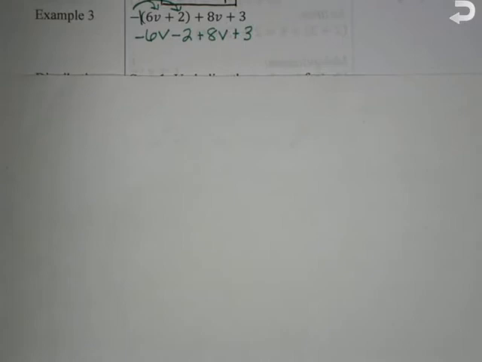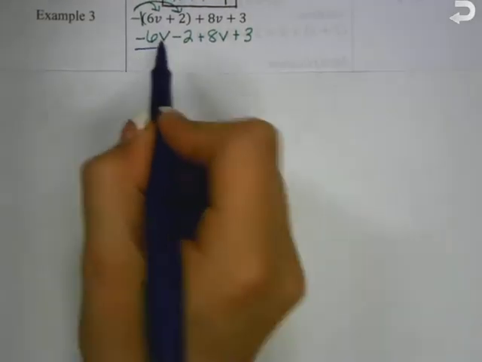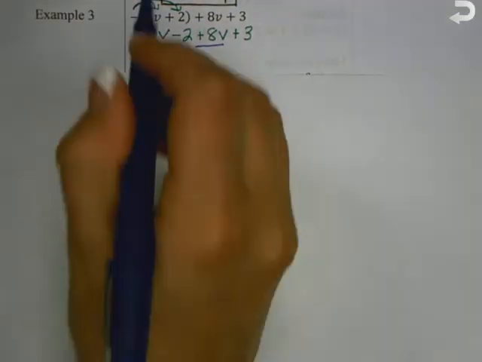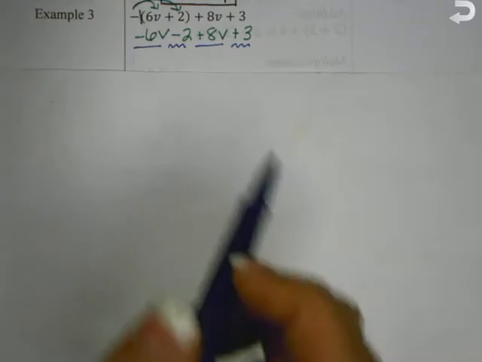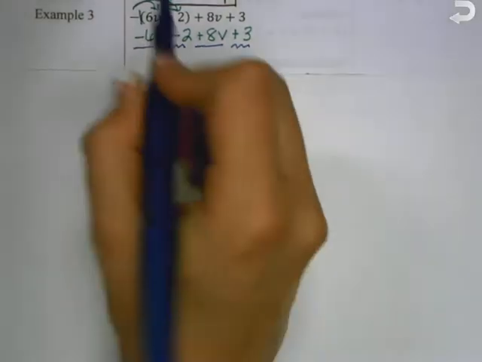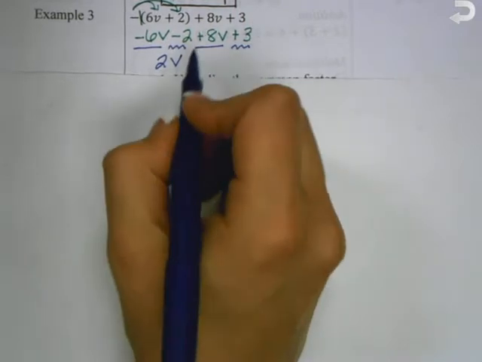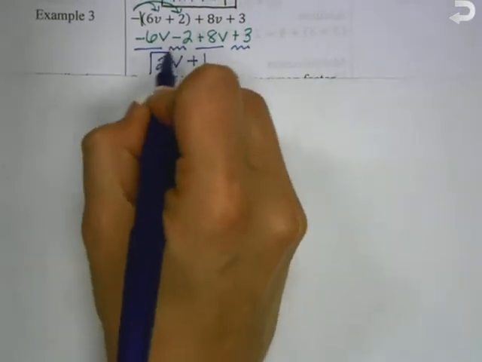Alright, now I need to look at what I have left. And I ask myself, do I have any like terms? Yes, I do have like terms. I have negative 6v and positive 8v. And I also have negative 2 and positive 3. So let's combine those guys. Negative 6v plus 8v, 2v. Negative 2 plus 3, positive 1. So that is my answer.